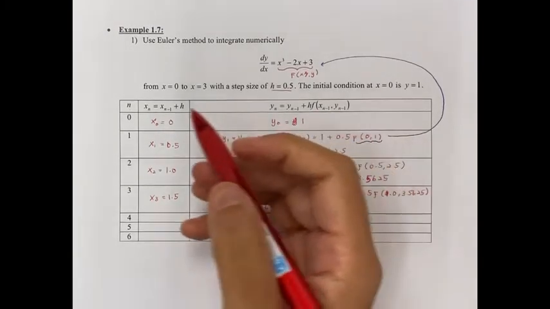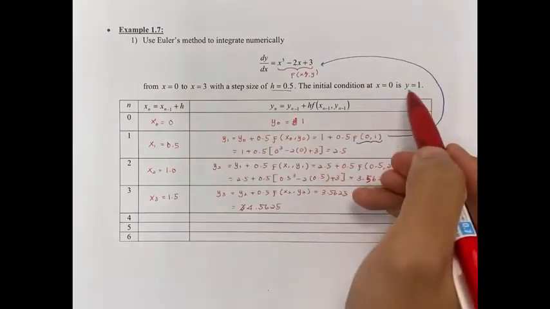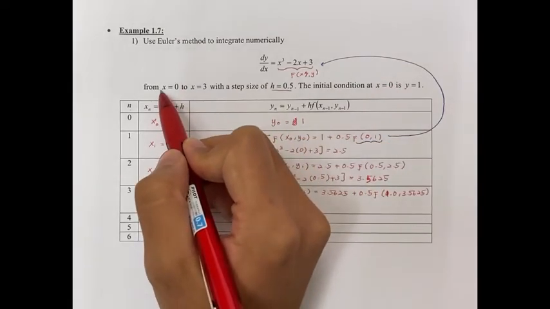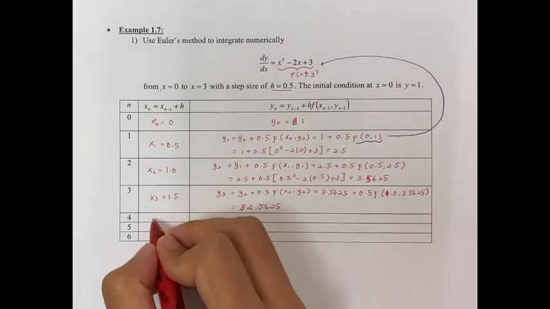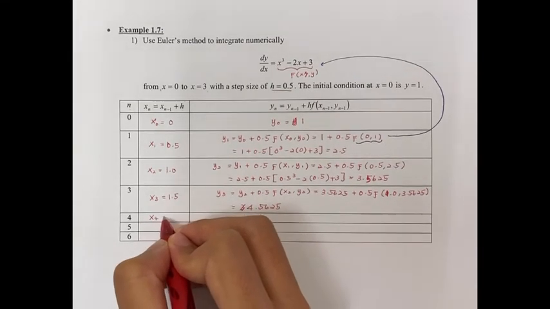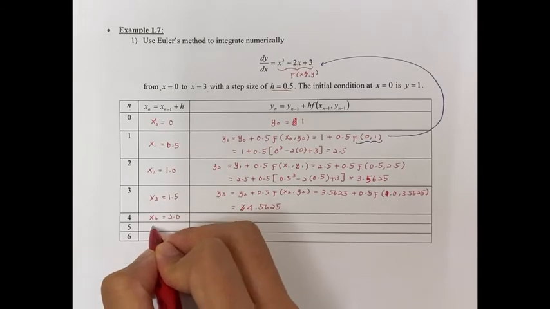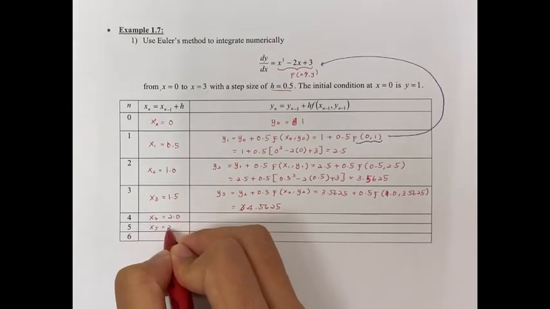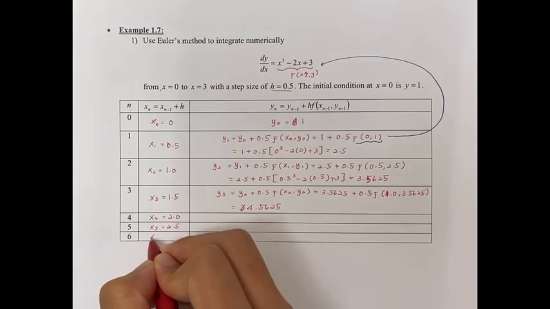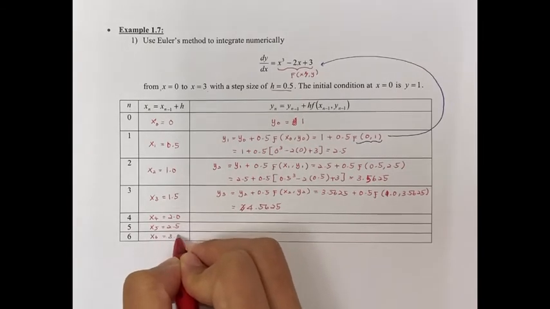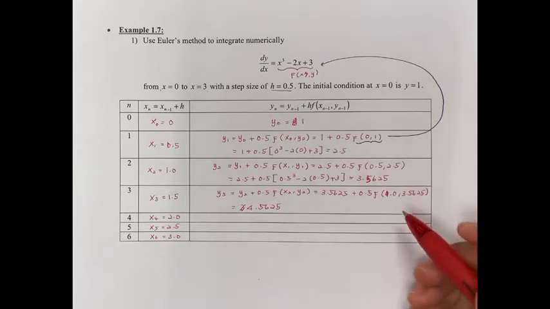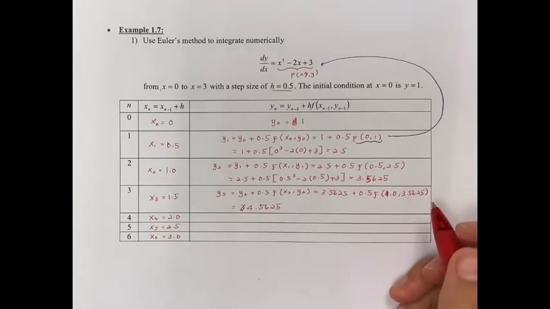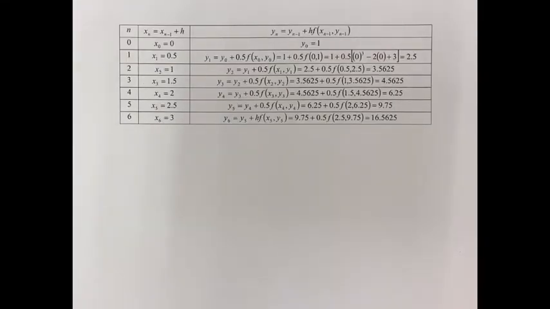Okay, so you need to find the value for y when x equals 0 until x equals 3. So you need to continue your iteration. If you have x4 is 2.0, and then x5 is 2.5, and the sixth iteration x6 is equal to 3.0. So you need to stop here. Okay, you can proceed with the rest of the calculation. Once you are done with your calculations, you can check with my answer.